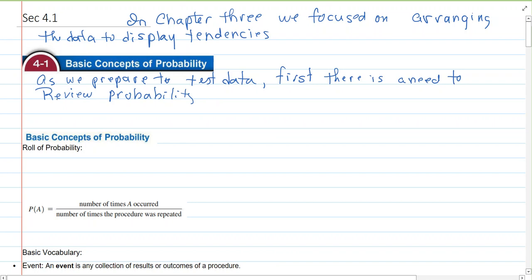Okay, so what is probability? Well, you see it all the time. That is the chance of an event happening.